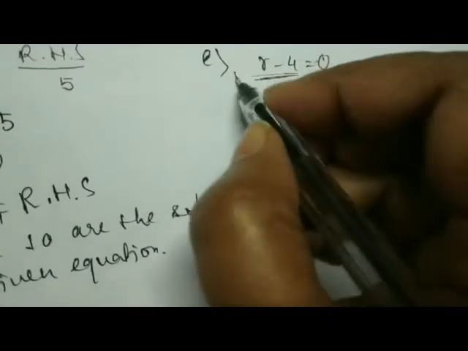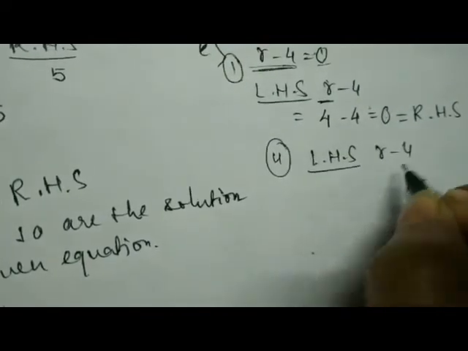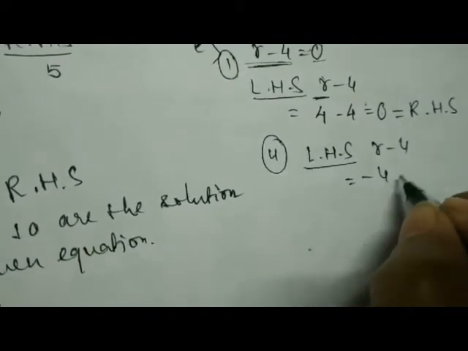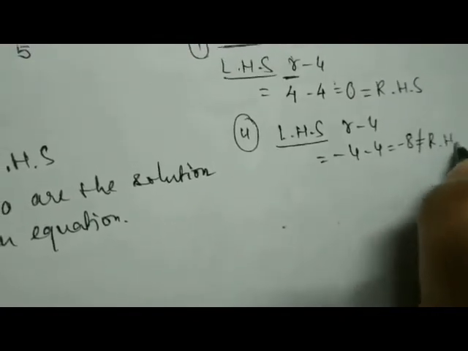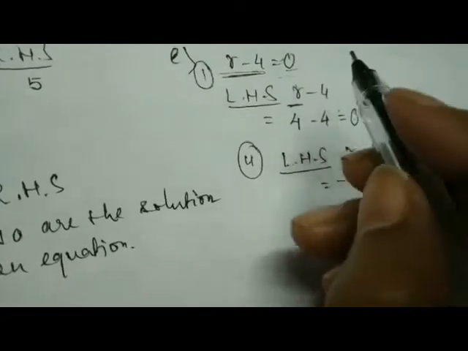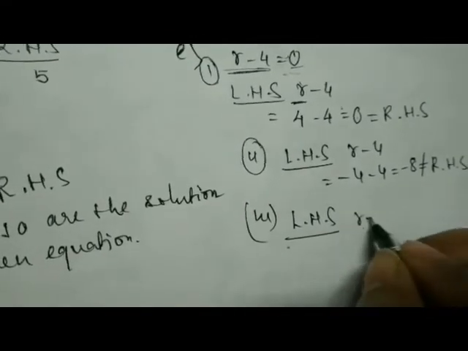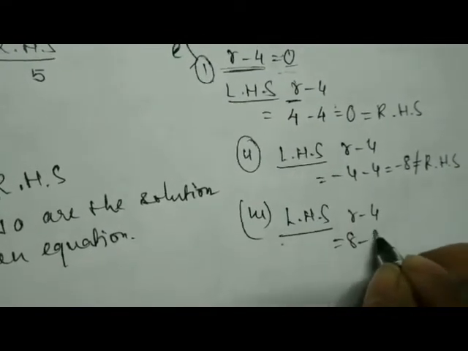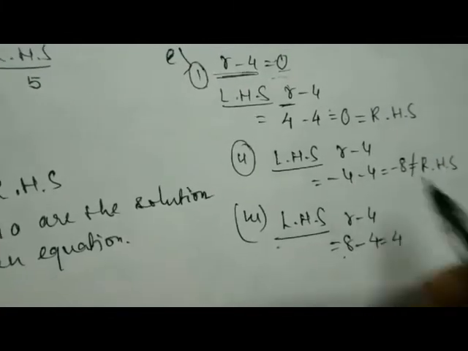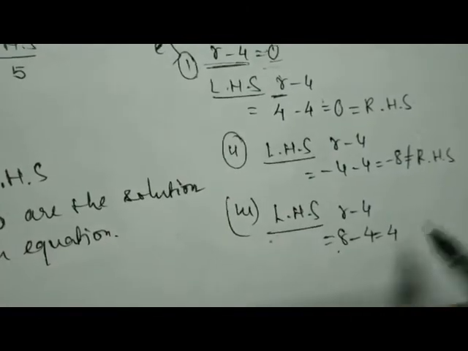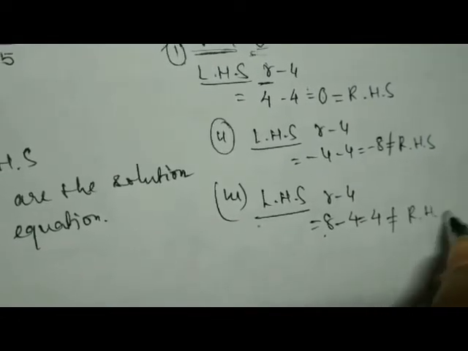Okay, this is 1. Now in the next one, again on the left hand side we have r minus 4, and in the next option we have minus 4. So minus 4 minus 4 is minus 8, which is not equal to the right hand side, because on the right hand side we have 0. Now in the next option we have 8. So 8 minus 4 is 4, which also does not match the value on the right hand side. So we'll write not equal to right hand side.